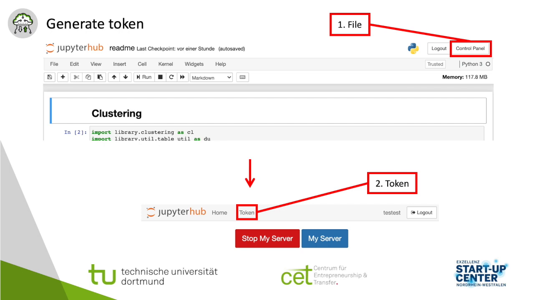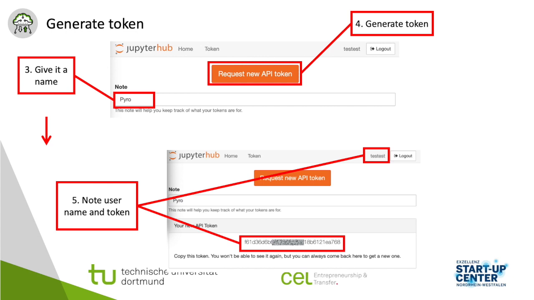To link the Pyrus, a key must be created by first pressing the Control Panel button in the upper right corner. After that, you will find the menu item Token in the upper left corner, which opens the key management by clicking on it. In the key management, keys can be created and revoked. For a better overview, the keys should be named, e.g. here with Pyro. With a click on Request New API Token, the key is requested and then displayed. This key should be saved or noted in a safe place, because it cannot be viewed afterwards.